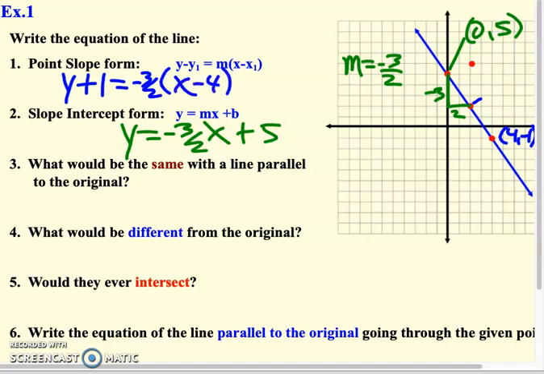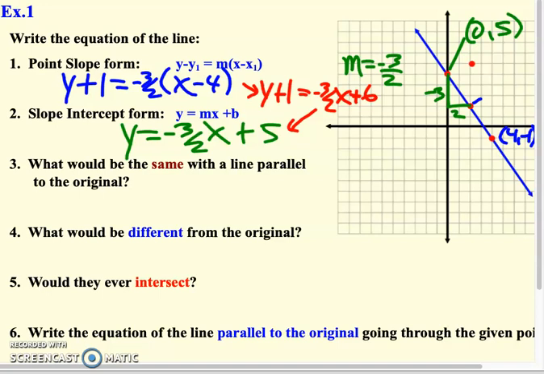And remember that you can convert from one to the other just by distributing into the parentheses and then getting y by itself. So let's say I did that, just so you can see that work. If I distributed on the right side, I'd have -3/2 x, and then -3/2 times -4 would be positive 6. And then all I'm going to do is subtract that 1 over, and I would be in the same spot.